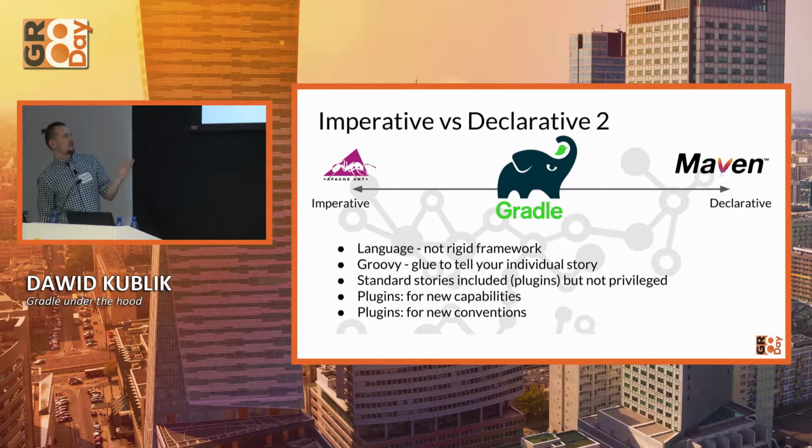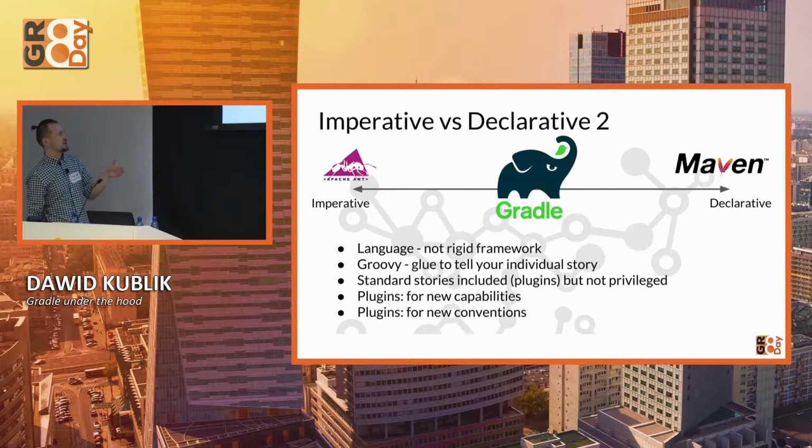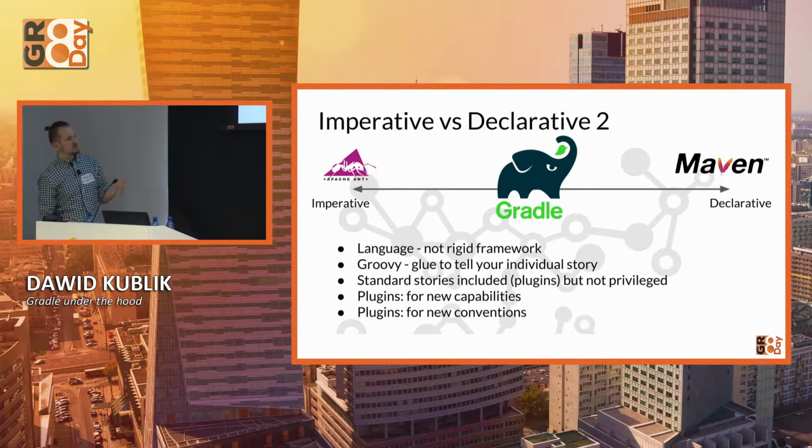And then Gradle came out, and I put Gradle somewhere between Maven and Ant, but actually this is not correct, because Gradle actually spans both. It takes all, because there is this imperative approach and there is this declarative approach. So Gradle is designed more to be a language, not a framework. So the idea here is let's make a language to tell some stories, and those are build stories. Let's use Groovy as a glue to tell your individual story. So you can do anything because it is a language, it is flexible.